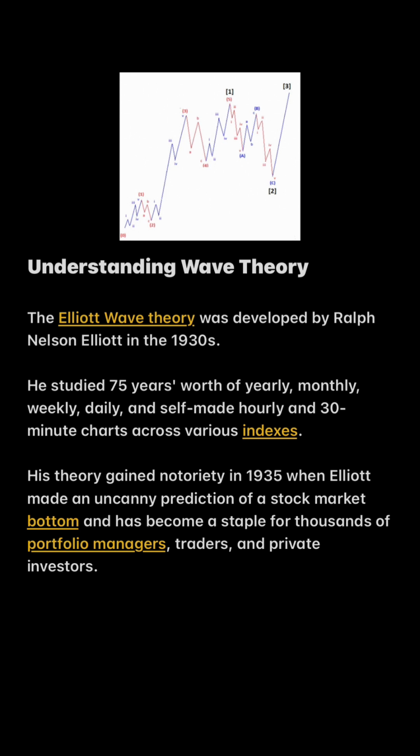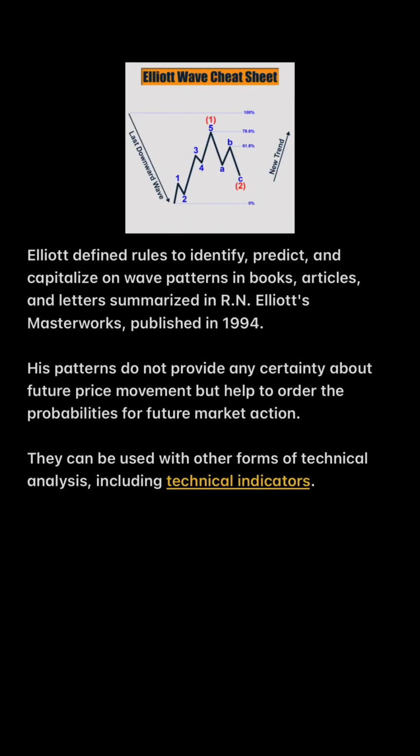He created a lot of the stuff that we're utilizing today. His theory gained notoriety in '35 when Elliott made an uncanny prediction of a stock market bottom that has become a staple for thousands of portfolio managers, traders, and private investors. And basically, the staple is essentially rules to govern that Elliott created. Those rules were to identify, predict, and capitalize on wave patterns. And he wrote tons of books, articles, and letters that summarized all of this work and that were published in 1994.